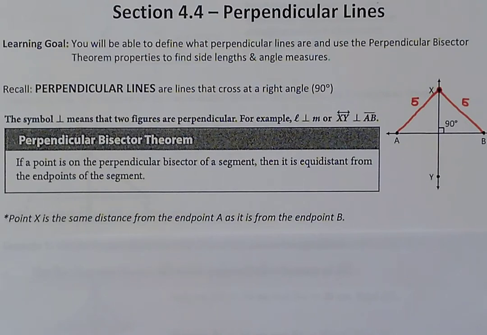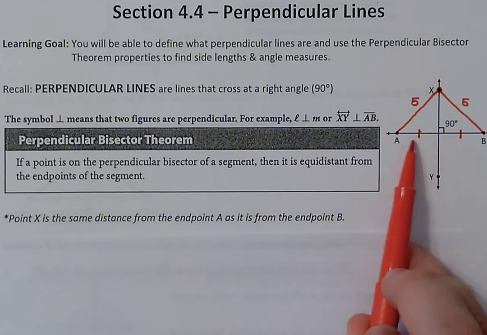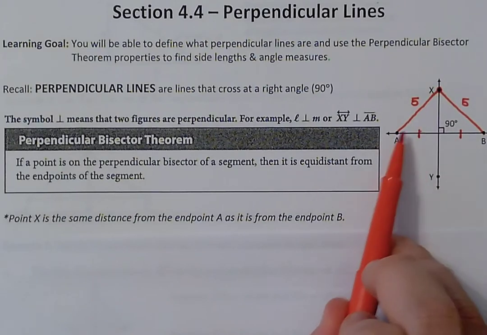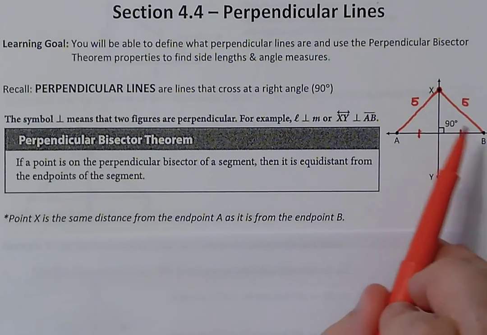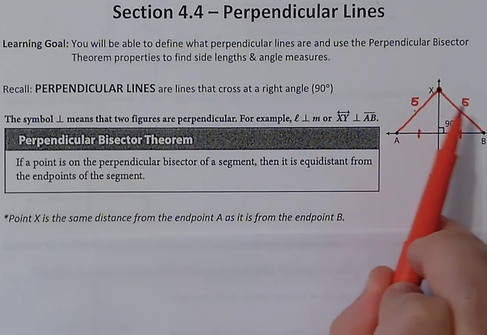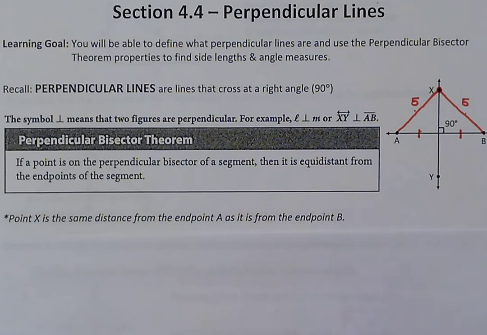So we can use the perpendicular bisector theorem to help us figure it out, as long as we know that this segment is the same measure as that. If I know that these two segments are the same measure, then I know AX is the same measure as BX. So that if I knew AX was 5, I would know BX would also be 5. So X is the same distance from A as it is from B. And that's what this theorem states. So we're going to use that to really help us go through and answer our questions for example 1.